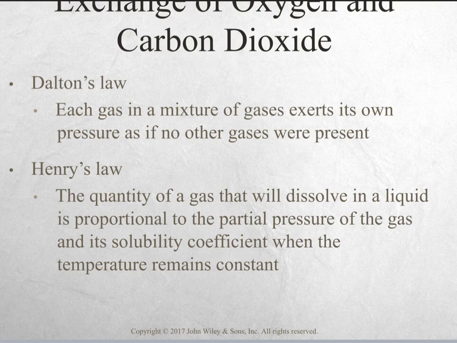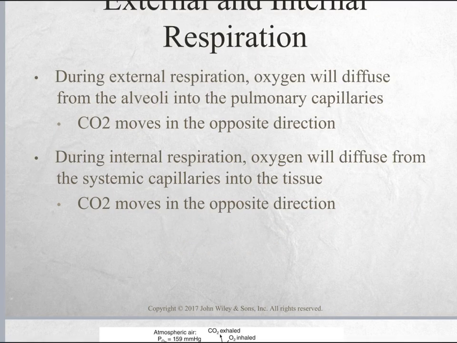But again, Henry's law is that the amount of gas that's going to dissolve in a liquid is going to be proportional to the partial pressure. So again, we see that pressure is going to be directly related to the amount of gas that's going to dissolve in a liquid. The next thing we're going to talk about is just a general idea of the exchange of oxygen and carbon dioxide in the body.